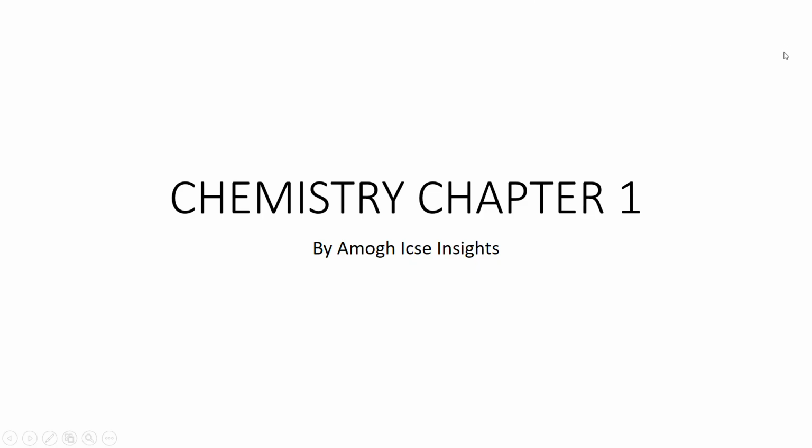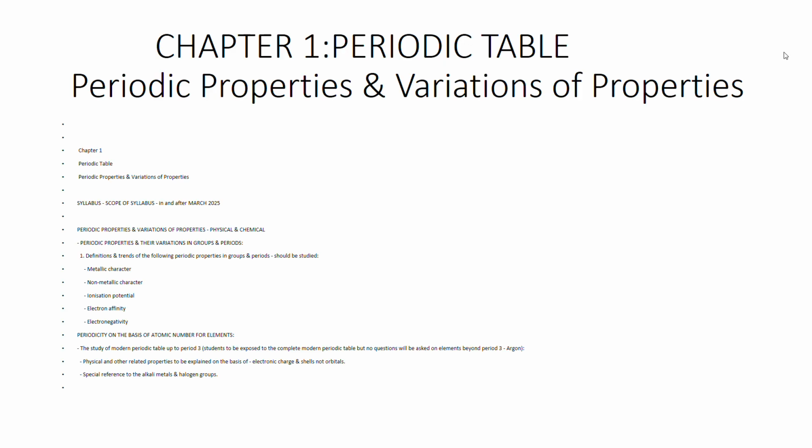So hey, welcome you all to my first video, which is about chemistry's chapter 1. This chapter is called periodic table, periodic properties and variations of properties.